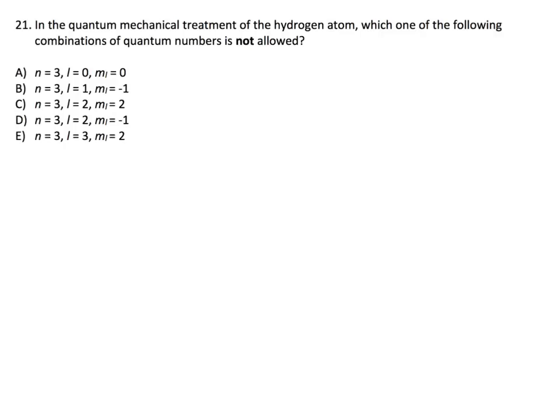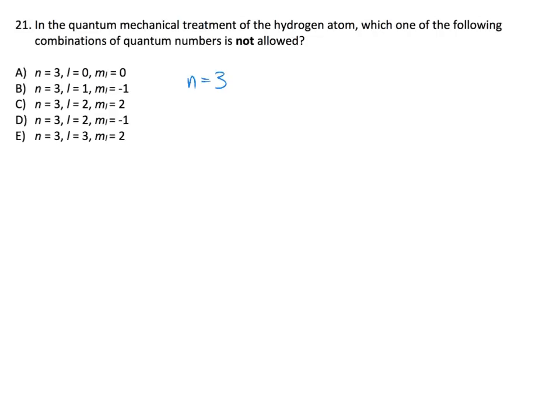Question 21. In a quantum mechanical treatment of the hydrogen atom, which of the following combinations of quantum numbers is not allowed? This question gives us 5 possible situations, and 4 of them are okay and 1 of them is not. So all of them start with n equals 3.